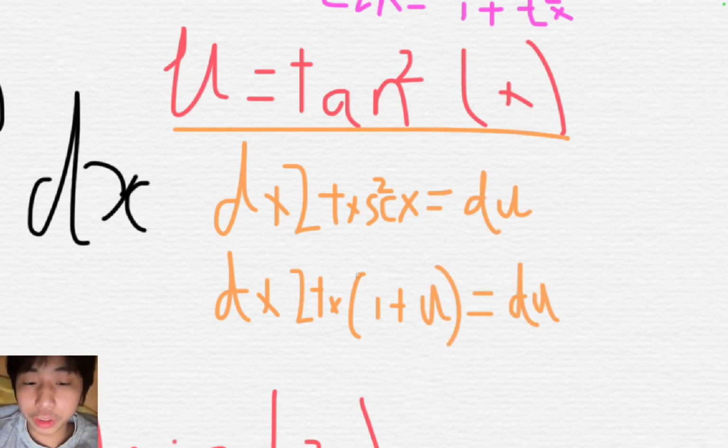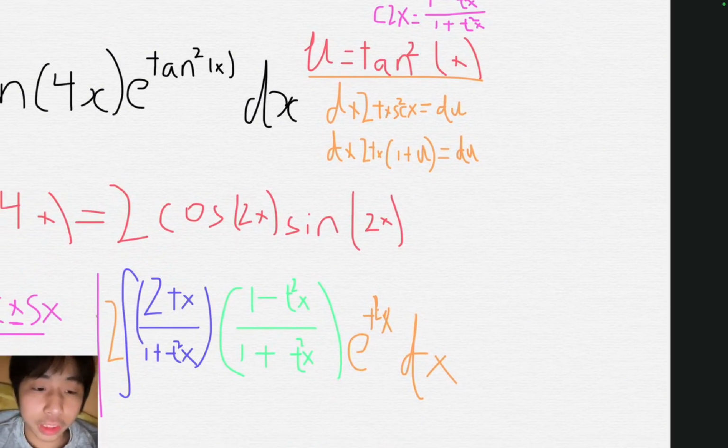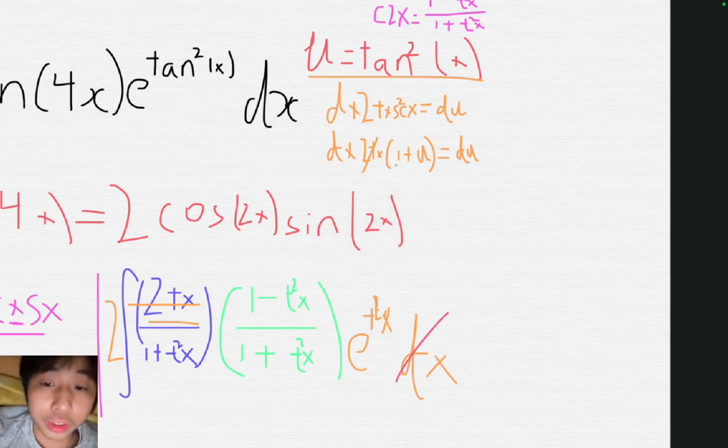The reason I'm not going to simplify this 2 tangent x to square root u is that it's going to cancel out anyway, so just watch. If you realize, 2 times tangent x is also right here in this term, so we can just get rid of that. Get rid of that too. And now we got 1 plus u.